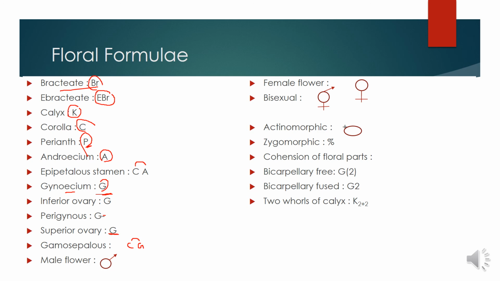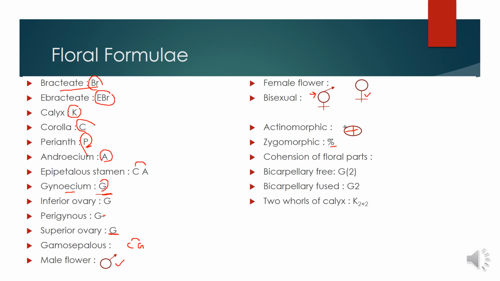If it is a male flower, it will be denoted with an arrow, and if it is a female flower, then it will be denoted with a circle with a plus sign underneath. And if it is bisexual, then this will be the notation. Actinomorphic flower will be denoted by a circle with a cross in the center, and zygomorphic flower, that is bilateral, will be denoted by a percentage sign.